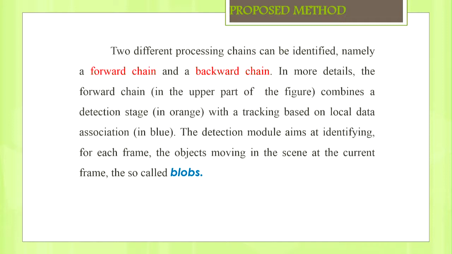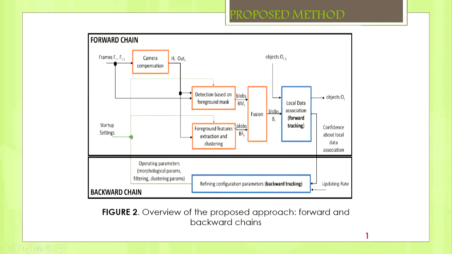The detection module aims at identifying, for each frame, the objects moving in the scene at the current frame, the so-called globals. Look at Figure 2, overview of the proposed approach, forward and backward chain, orange and blue.